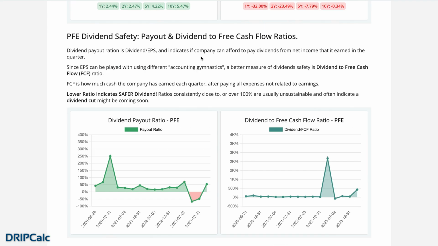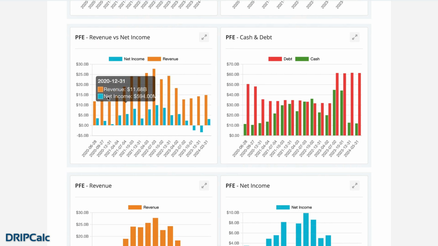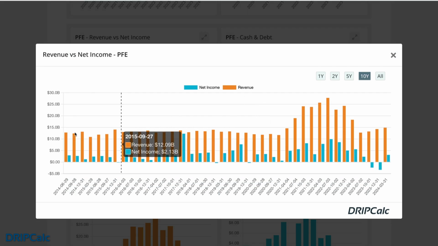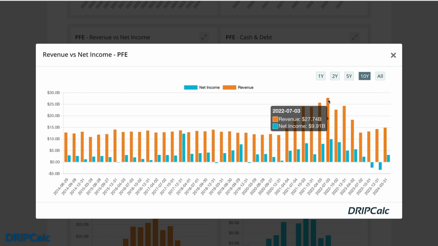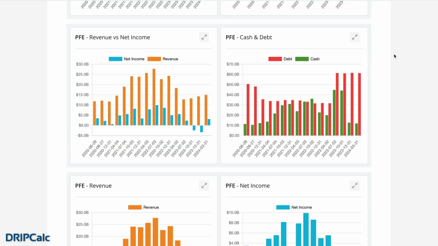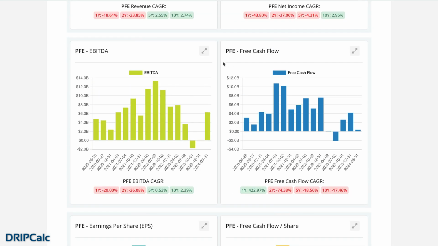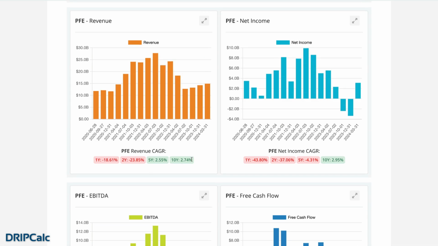That bad boy is not growing. You can see the revenue is basically at the level where it was at the beginning of COVID. Actually, basically in 10 years, 13 billion revenue, so it's slightly up from 10 years ago. It had a massive run up during COVID with all those vaccines, but it's basically flat over the last 10 years. If we look at the revenue CAGR over the last 10 years, it's 2.74.